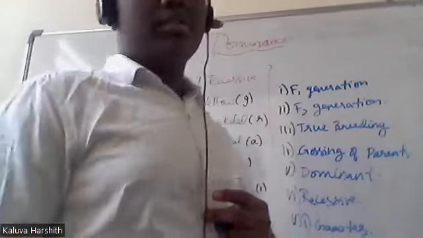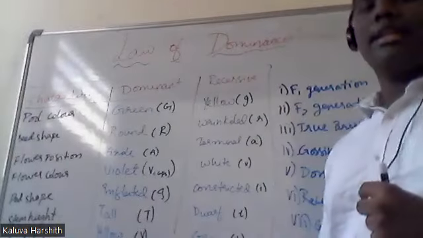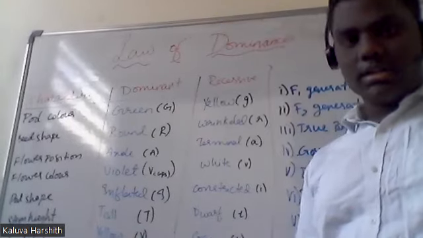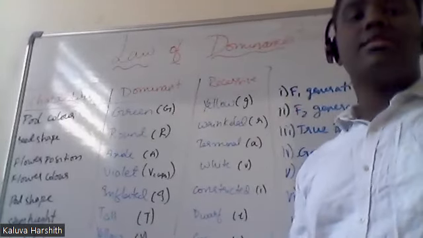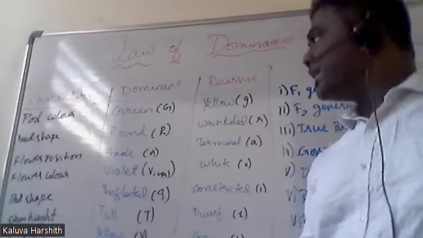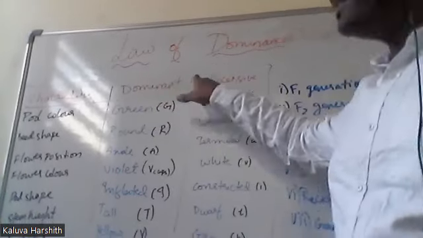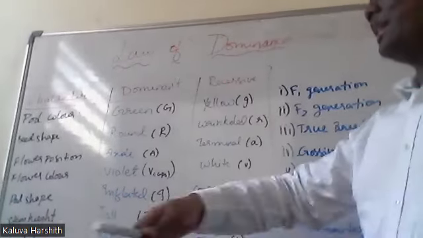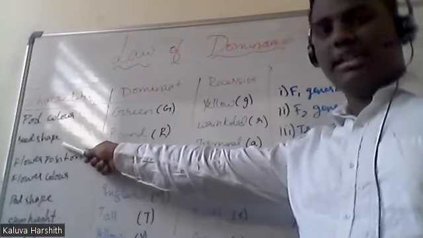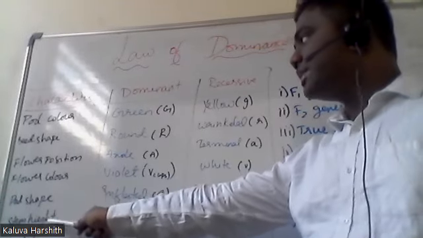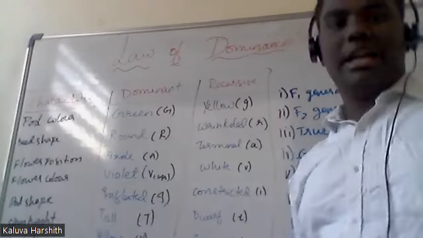So Mendel, we know very well, Gregor Mendel. He has taken 14 contrasting characters, or 7 pairs of contrasting characters. Let us see the characters and dominant characters. We have pod color, seed shape, flower position, flower color, pod shape, stem height, and seed color.